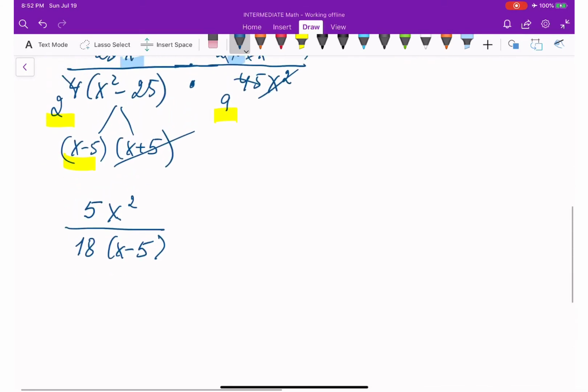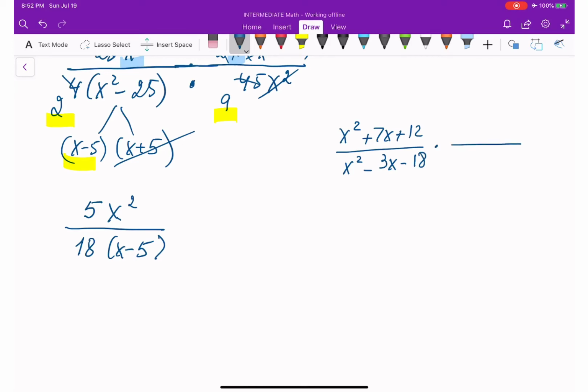Let me solve here. x squared plus 7x plus 12 over x squared minus 3x minus 18, times x squared minus x minus 30 over x squared plus 4x minus 5. Okay, let's solve it. What do we get?